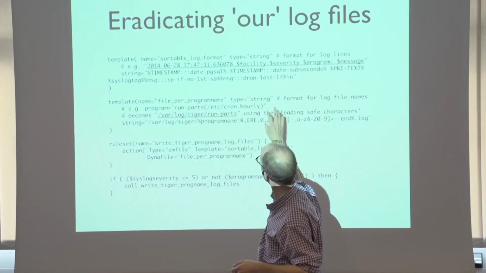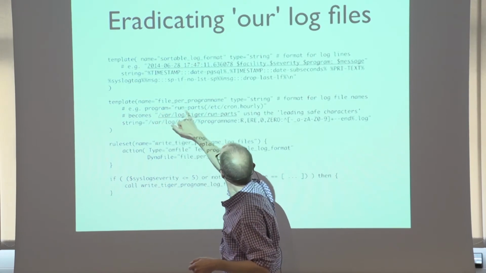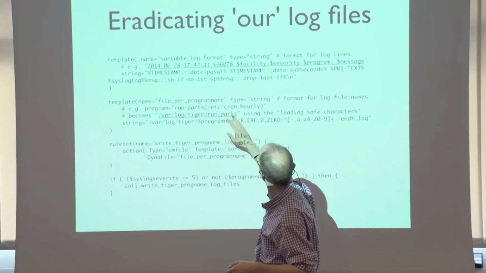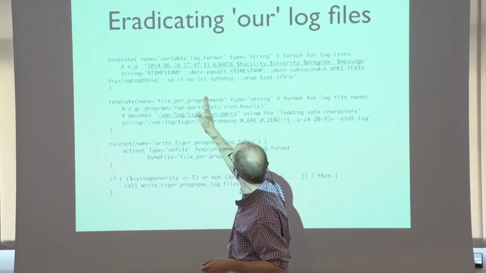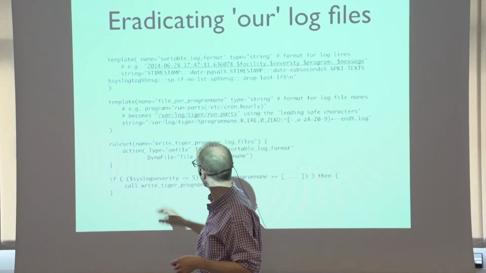This one is for file names. So here we take the program name, and this program name, for example, would come out as var log tiger run parts. Basically, it just truncates everything after the first character that is not a safe, normal character.